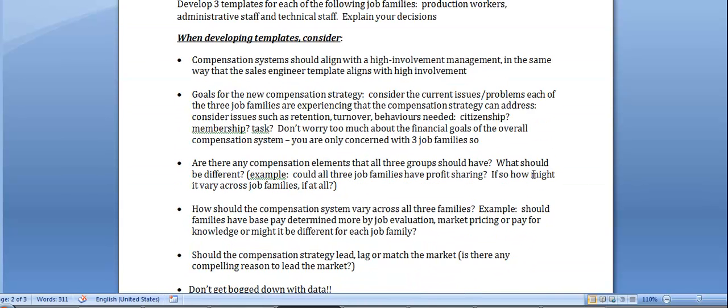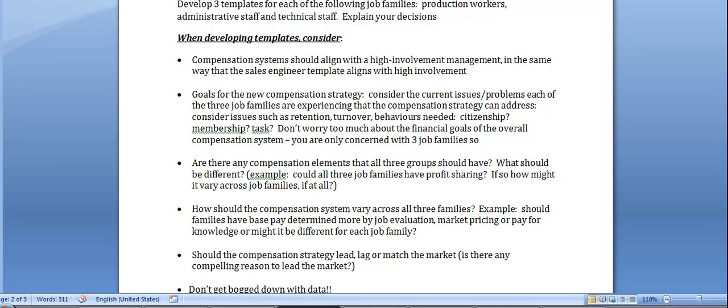First of all, let's look at the requirement. You're supposed to develop 3 templates for each of the following job families: production workers, admin staff, and technical staff, and explain your decisions. Now, I've told you a maximum of 8 pages, but most students are able to do it within 5 or 6. I just didn't want to limit you in terms of your line spacing and whatever else, and I didn't want students getting all concerned about not having enough room or being able to fit it into a less confining number of pages, so I suggested 8 as a maximum, but most students do it within 5 or 6.